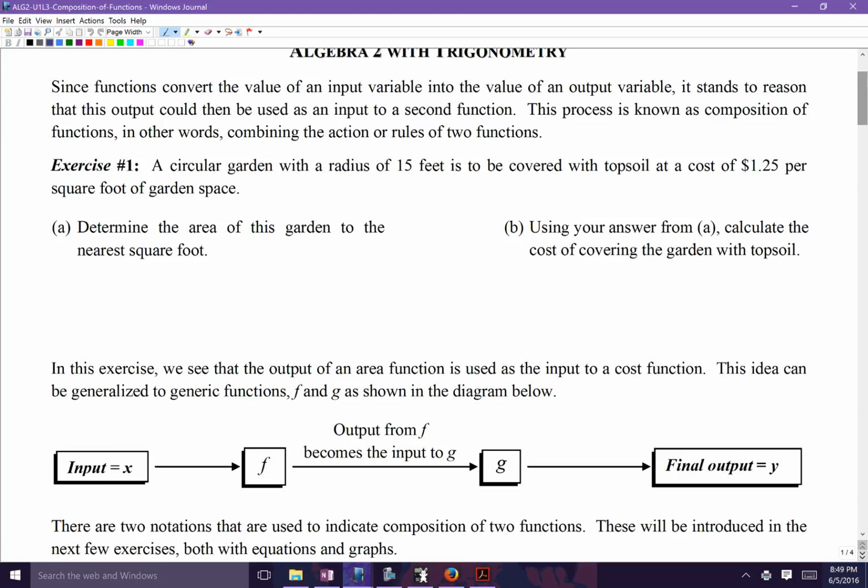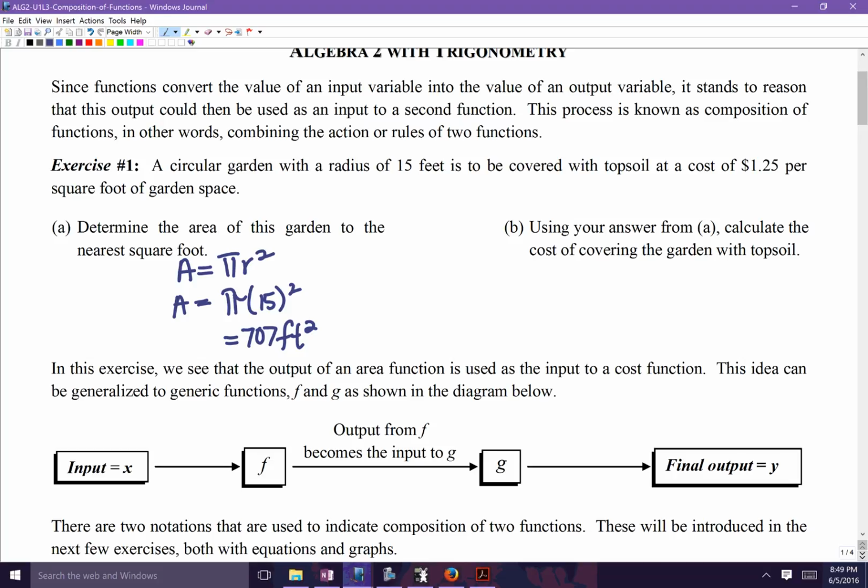A circular garden with a radius of 15 feet is to be covered with topsoil at a cost of $1.25 per square foot of garden space. Determine the area of this garden to the nearest square foot. Well, if you remember, the formula for the area of a circle is pi r squared, and in this case the area is going to be pi times the radius of 15 squared, which has a value of 707 feet squared.